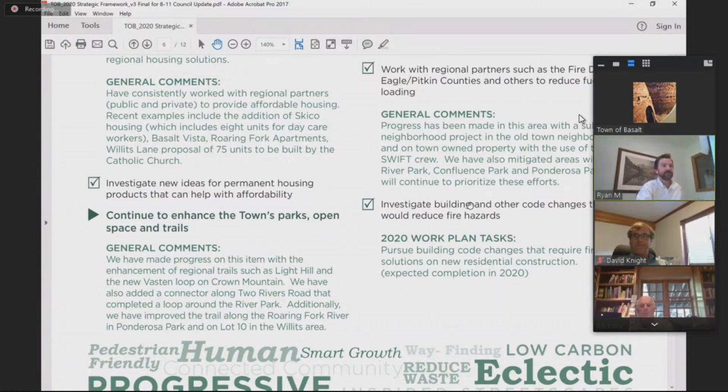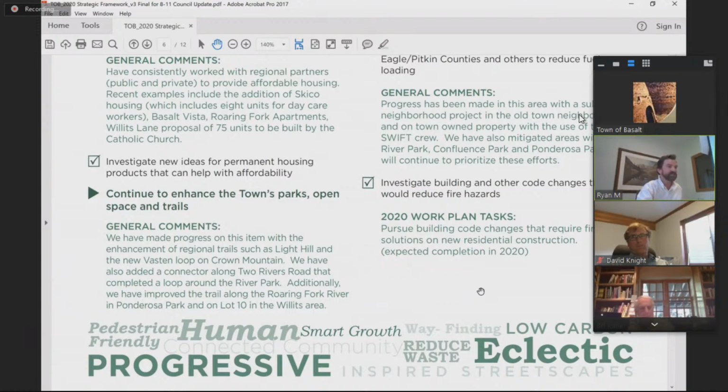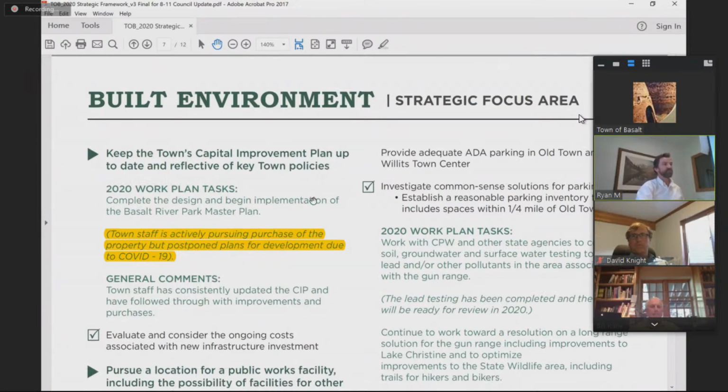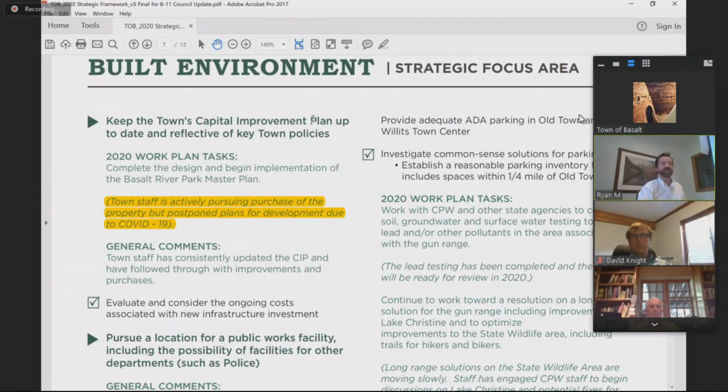So moving on, investigating building code changes to reduce wildfire hazards. The 2020 work plan task there was to look at building code changes. Of course, we're going to be talking about that tonight, and visited that at a work session at the last council meeting. Keeping the town's capital improvement plan up to date. This is something we've done consistently over the last several years, and staff is working on that now. We do that in conjunction with our committees, town council, and utilizing policy documents like the master plan to help guide some of those decisions.